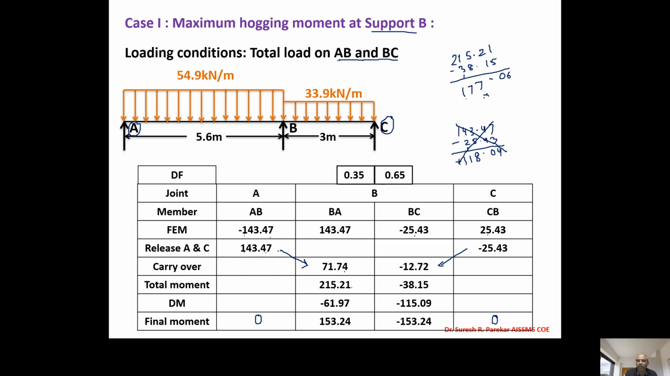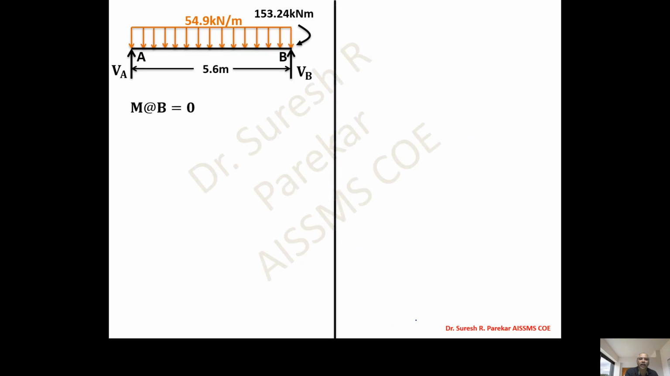And then you can multiply it by 0.35. So multiplying with 0.35, we will get the value as minus 61.97, and then multiply this value by 0.65, and by multiplying by 0.65, we will get this value. And then you go for the total final moments of these three, and that will give me the maximum moment at B: 153.24, minus 153.24.